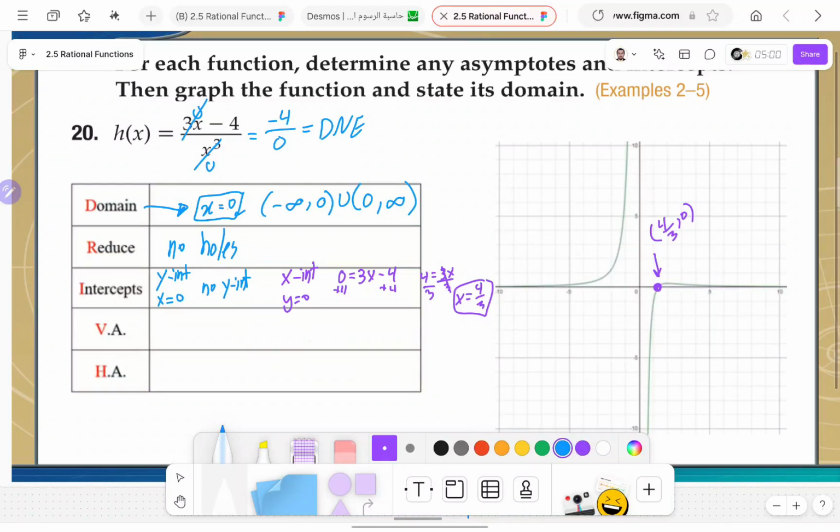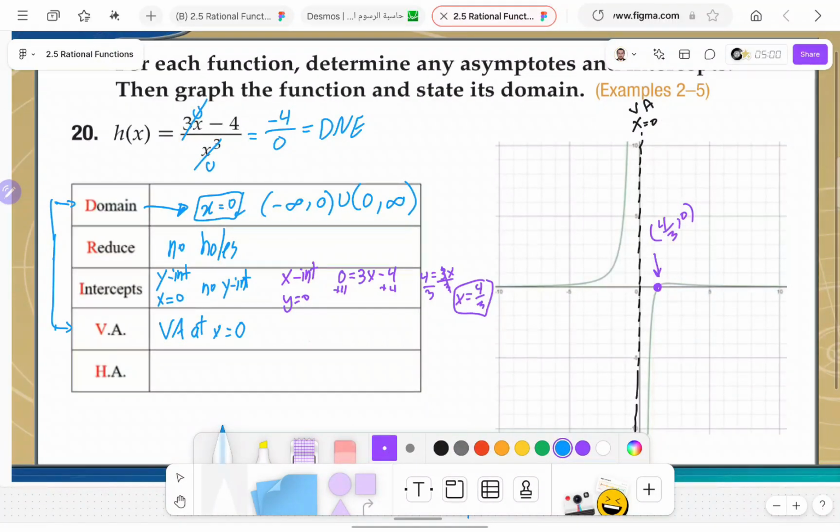Now, how about the vertical asymptote? The vertical asymptote, as we mentioned, is similar to the domain. Because the domain is x not equal to 0, which is the excluded value, we have a vertical asymptote at x equals 0. If I need to graph it, the vertical asymptote will be at x equals 0, which is this one here. So this is x equals 0, the vertical asymptote.